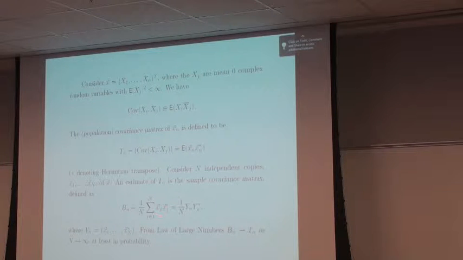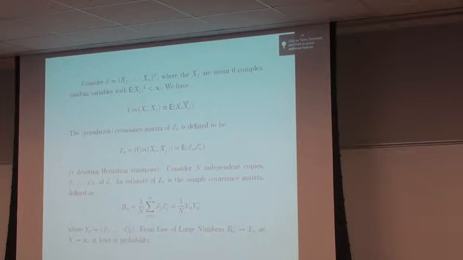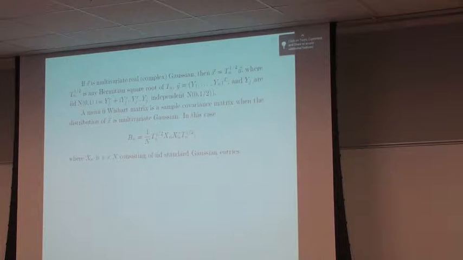By the law of large numbers, for fixed dimension little n, you let big N go to infinity, and this converges to the population covariance matrix. That's the fixed dimension case, but the work I do involves letting the dimension blow up along with the sample size.